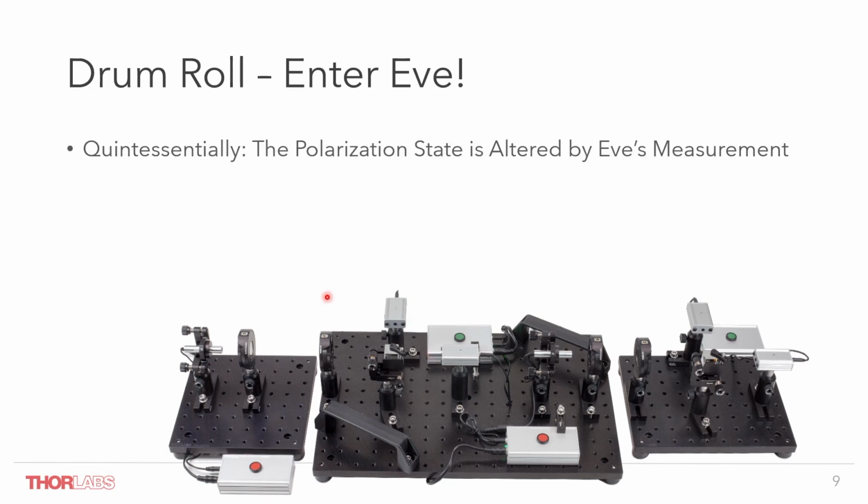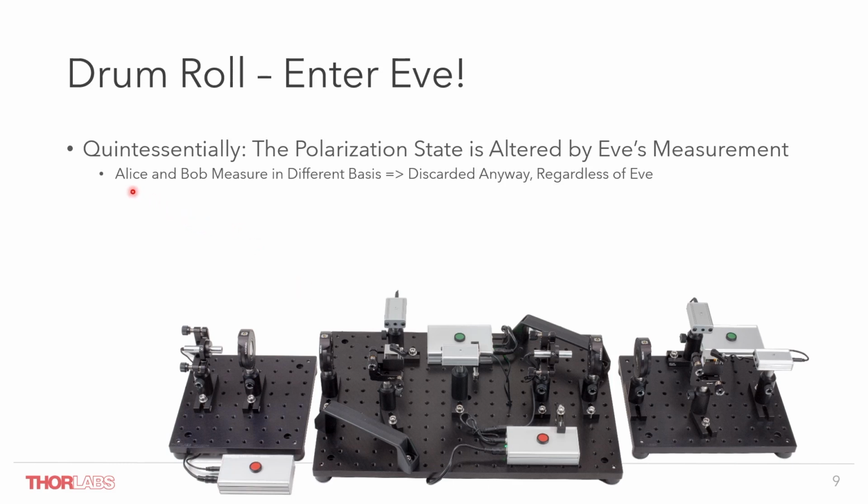And, well, the fact that Eve can be detected obviously is based on the fact that every measurement will somehow alter your quantum mechanical state, right? So this is what we're using, and I'm going to show you in particular how this is done.